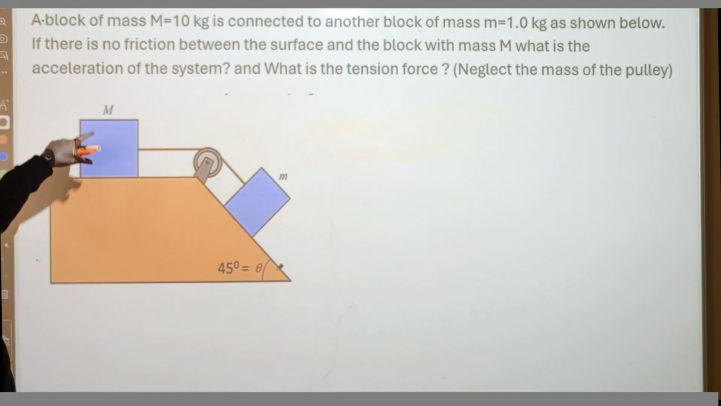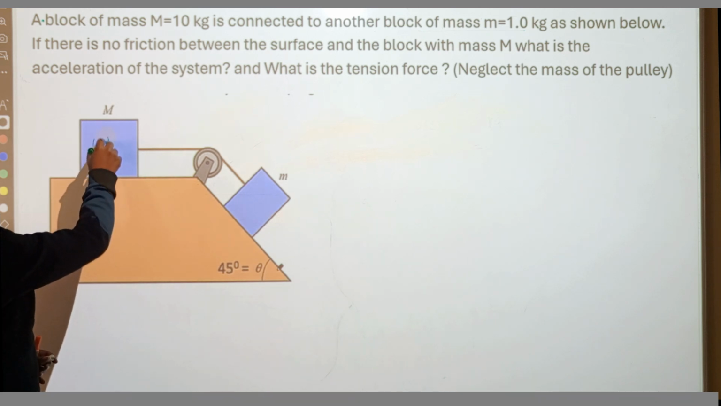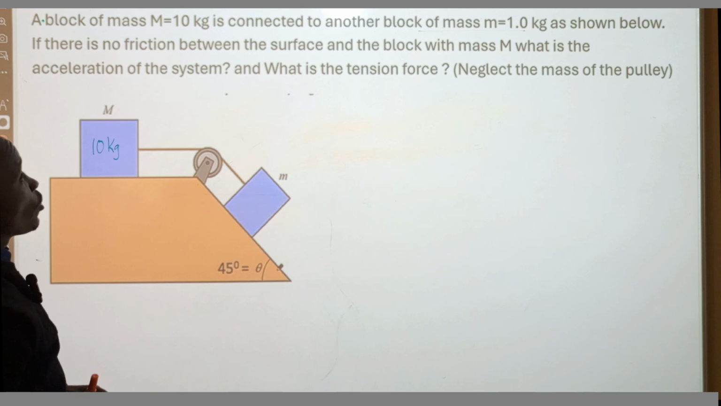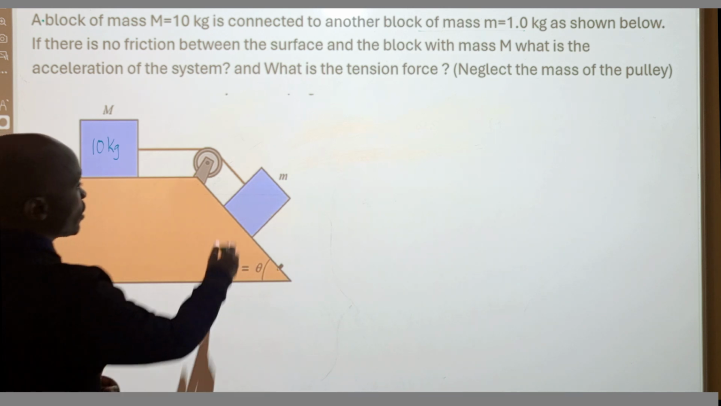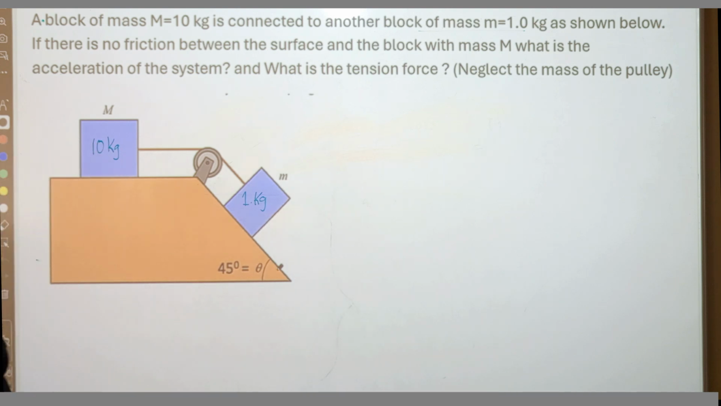So capital M is 10 kgs. So this one here is 10 kgs, connected to another block of mass that is 1 kg. And then as shown, there is no friction between the surface and the block with mass M. What is the acceleration of the system and what is the tension force?